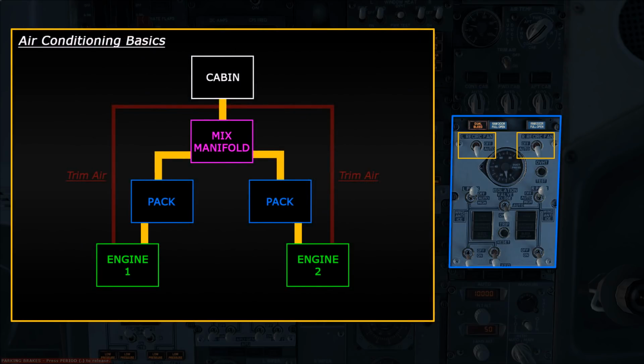So when the recirculation switches are in the auto position, this will enable the recirculation fans which take air from the cabin and feed it back into the mixed manifolds to be fed back into the cabin. The benefit of this is that it reduces the amount of bleed air needed from the engines, and it also reduces the amount of work that the packs have to do to introduce new air into the system.